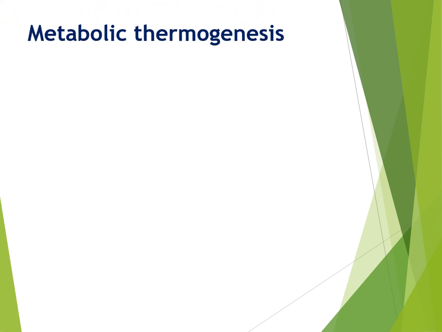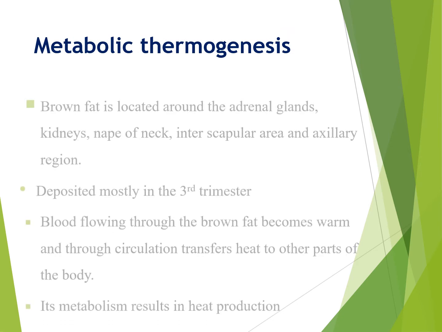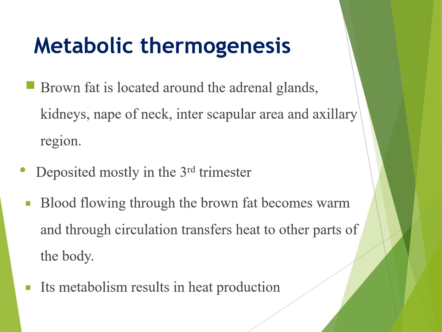The second one is metabolic thermogenesis. Brown fat is located around the adrenal glands, kidneys, nape of neck, interscapular area, and axillary region, and is deposited mostly in the third trimester of pregnancy. Blood flowing through the brown fat becomes warm, and through circulation it transfers heat to other parts of the body. Its metabolism results in heat production. Since this is deposited mostly in the third trimester, preterm babies are at risk of having a lower amount of brown fat, and they are more at risk for impaired heat production by metabolic thermogenesis.